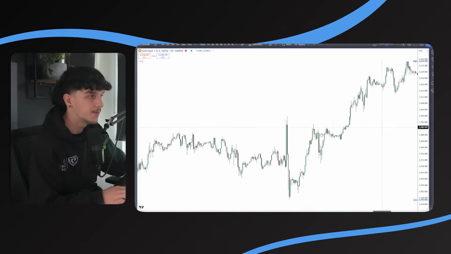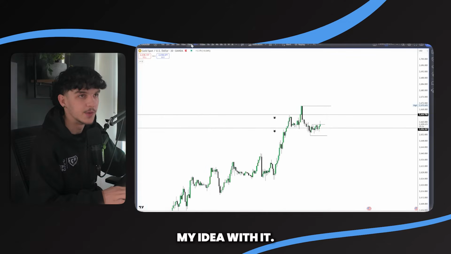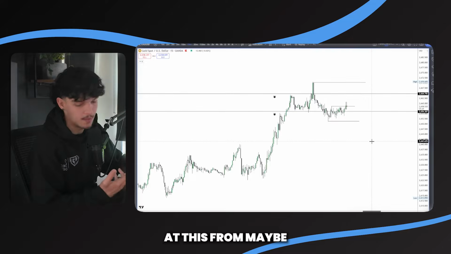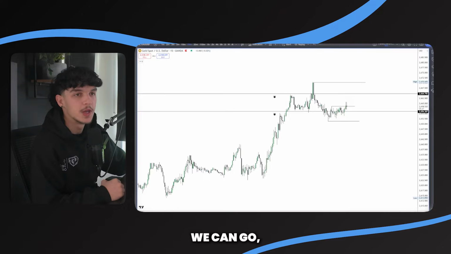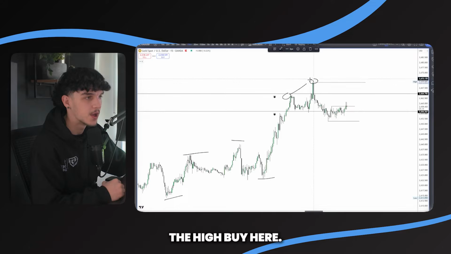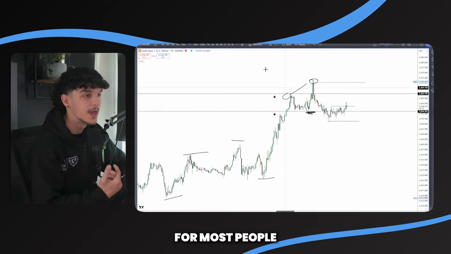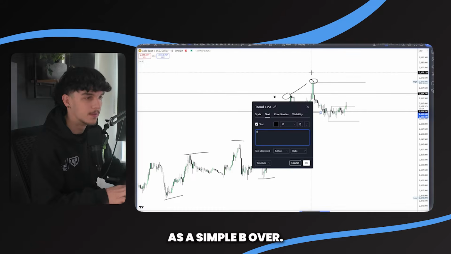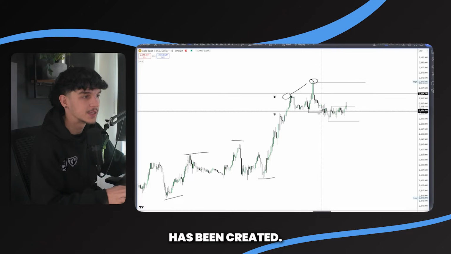Currently, I'm in a gold trade, and I'll show you my idea with it. If, for example, we're looking at this from another idea, we can say the market's in this overall uptrend, creating higher lows and higher highs, and then the market swings up, creates this high, and then swings the high by here. Now we've come down, we can see that this level has been broken, and that can be classed as a reaccumulation phase for us. But most people would class this as a simple BOS. So now the BOS has been created.